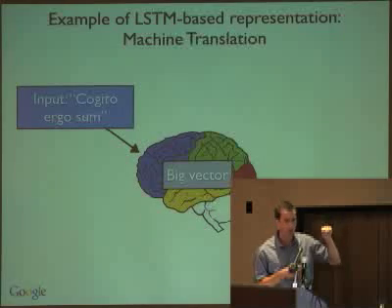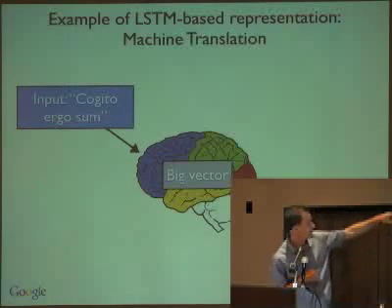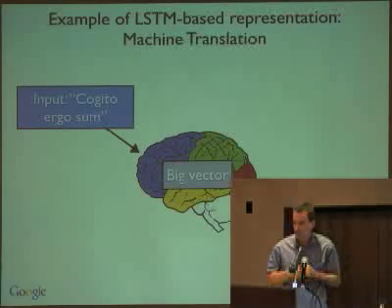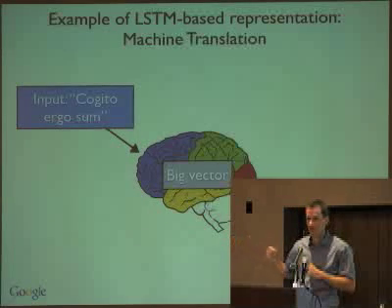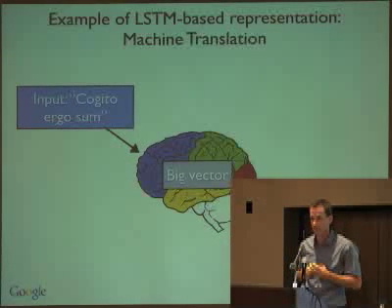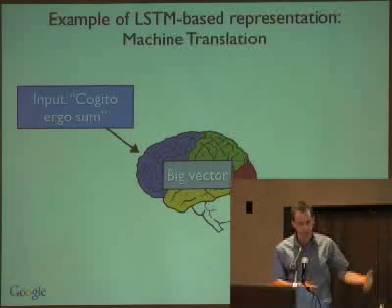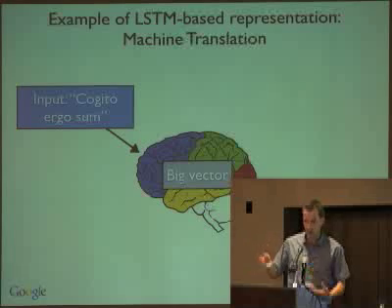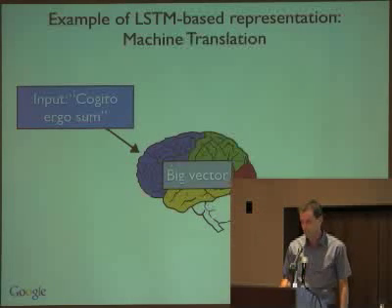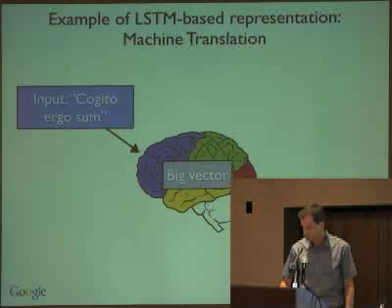And from that big vector, we'd like to capture enough information about the meaning of that input text to be able to emit a corresponding sentence in another language that means the same thing. Right? That's the translation task. Take in a bunch of text, look at it, think about it, start emitting another language.